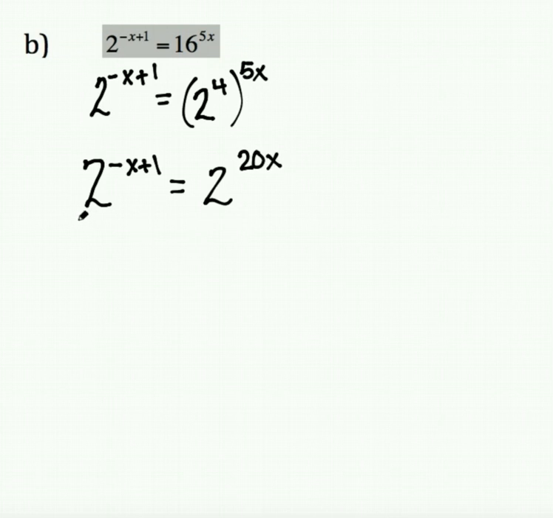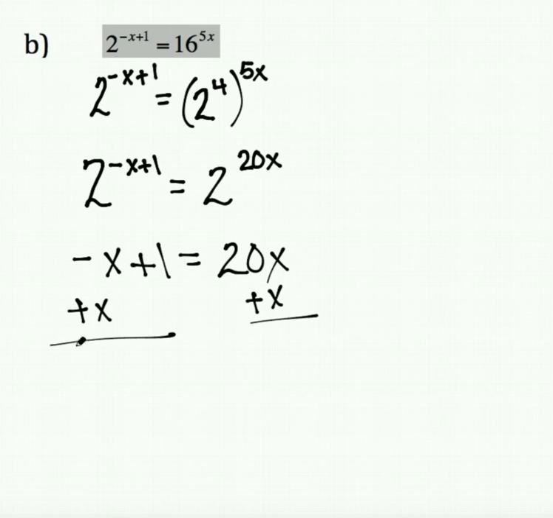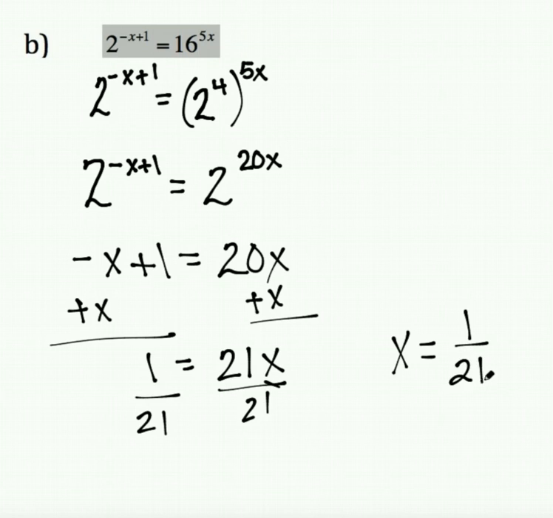Now I have the same base. I have base 2 on both sides. If the bases are the same, then I know the powers must be equal. So negative x plus 1 must equal 20x. I'm going to solve this by adding x to both sides. That gives me 1 equals 21x. I'm going to divide both sides by 21, and I get x equals 1 over 21, and that is my answer. So if you can get the same base on both sides, I think that's the easiest way to approach these problems. If you can't, we'll look into alternative methods.